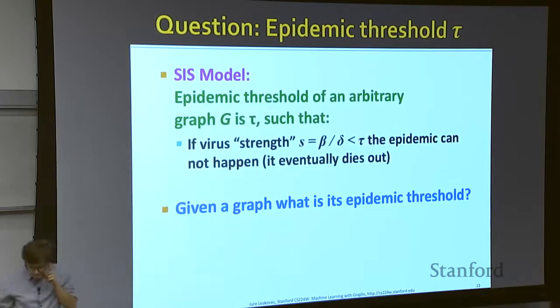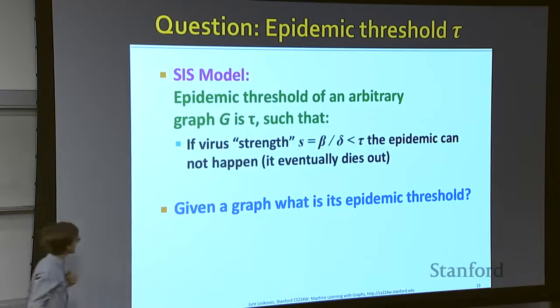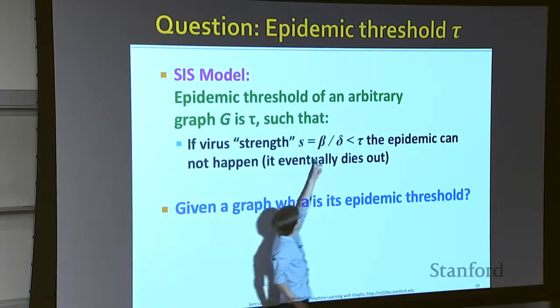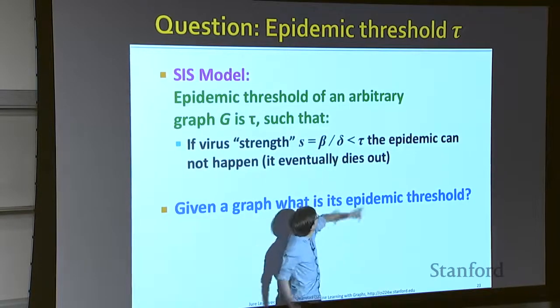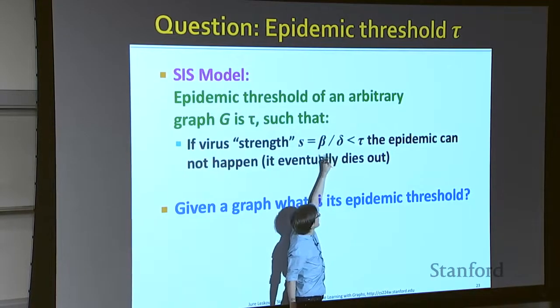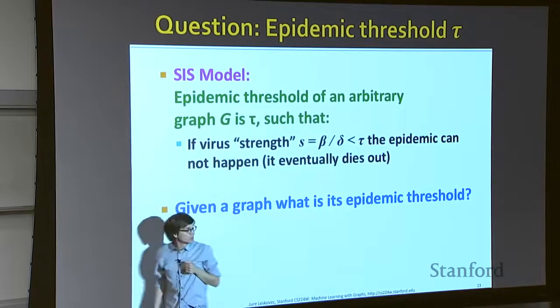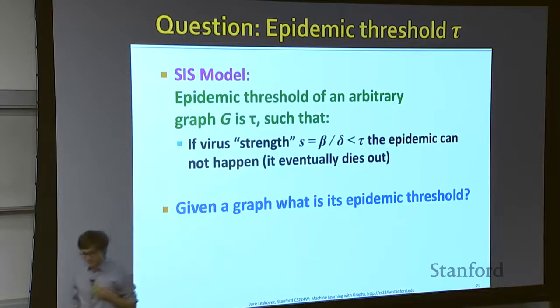Okay, this goes to your question. You're asking me about the network. Right now I'm saying I have beta, I have delta, I have the graph. What should beta over delta be? What should this epidemic threshold be for the epidemic to die out? So what is tau? That's the question.